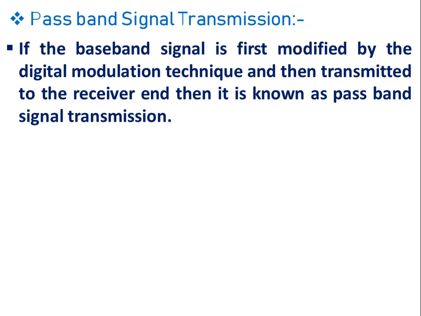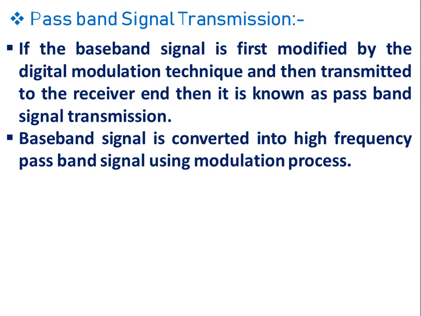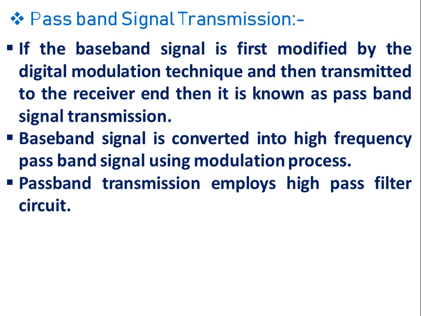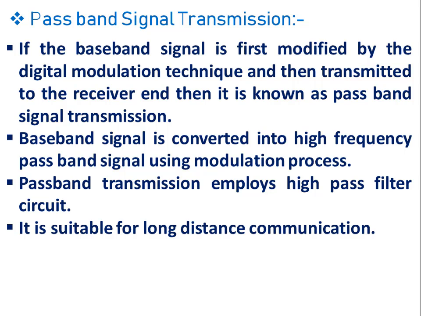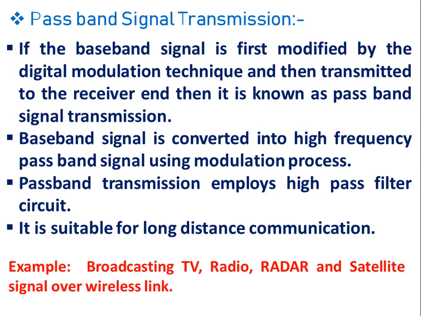If the baseband signal is first modified by a digital modulation technique and then transmitted to the receiver end, it is known as passband signal transmission. That means in this transmission, the baseband signal is first converted into a high frequency passband signal using the modulation process, so that before transmission, the passband signal has to pass through a high pass filter circuit. One advantage of passband signal transmission is that it is suitable for long distance communication. Examples of passband signal transmission are broadcasting TV signals, radio signals, radar signals and satellite signals over wireless links.